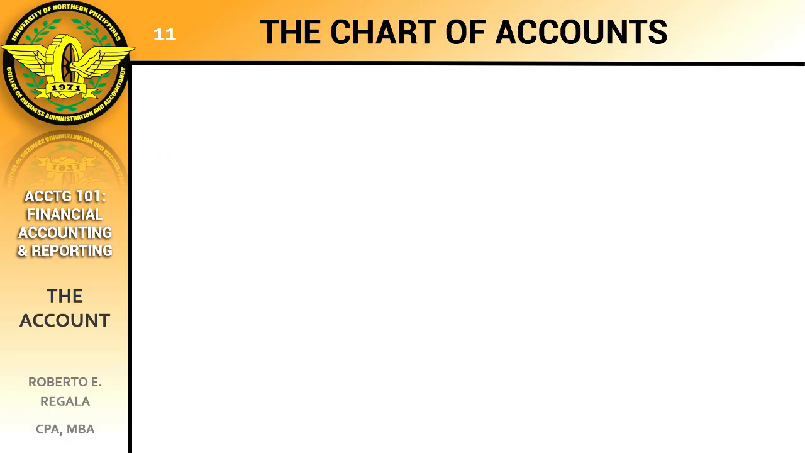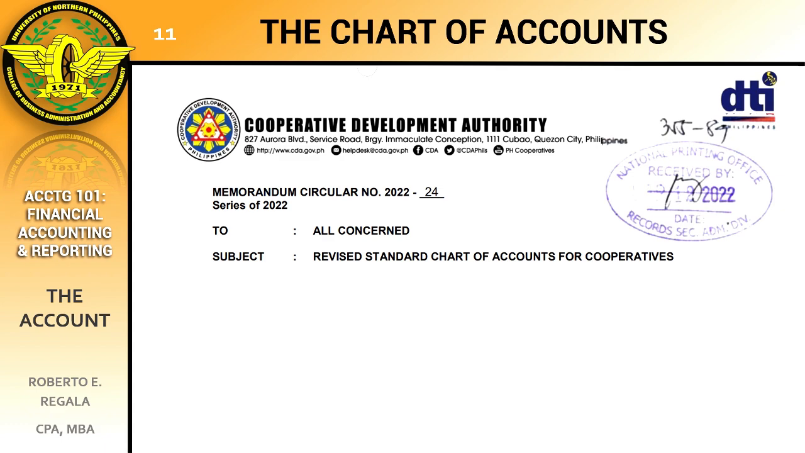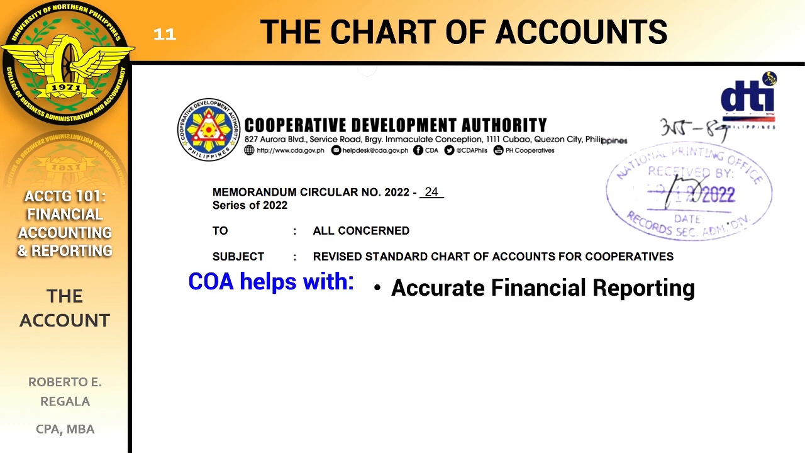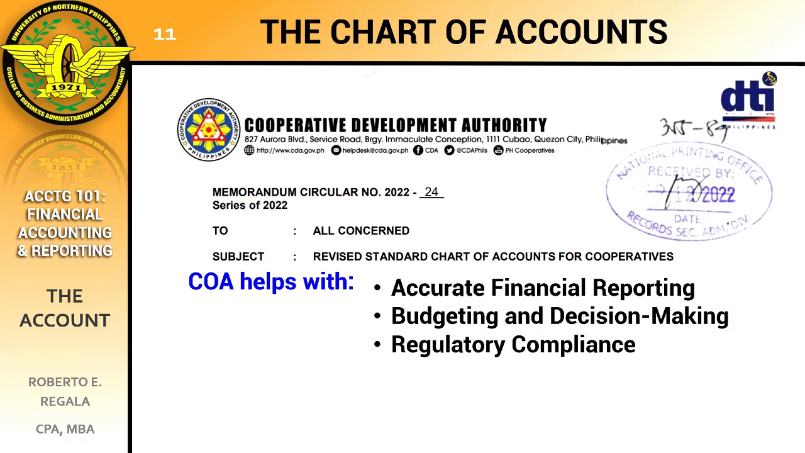Why is COA so important? Well, a solid COA helps with accurate financial reporting, making sure all transactions are classified correctly for financial statements, budgeting and decision-making, helping management track expenses, control costs, and make financial predictions. Regulatory compliance, helping businesses follow accounting standards like GAAP and IFRS, and tax rules and keep up with regulations by keeping accurate and clear financial records.